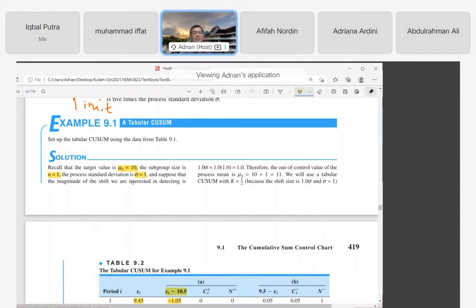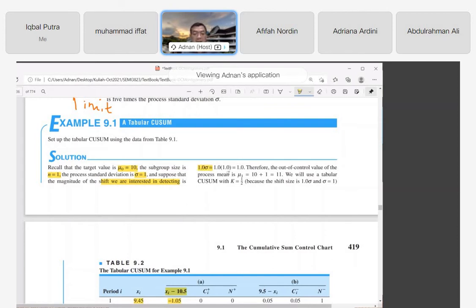Remember, we use standard deviation when the process is stable. Don't use standard deviation when the process is unstable for control charting for the purpose of monitoring. So suppose the magnitude of shift we are interested in detecting is 1 sigma. Okay, we are interested to detect 1 sigma.